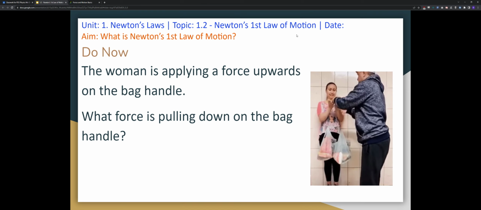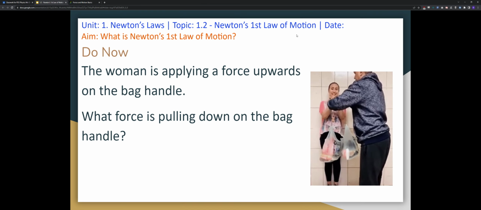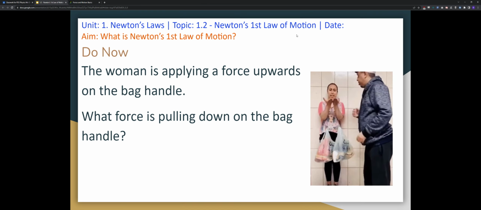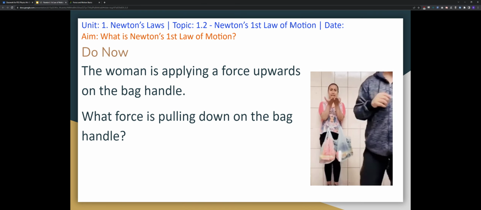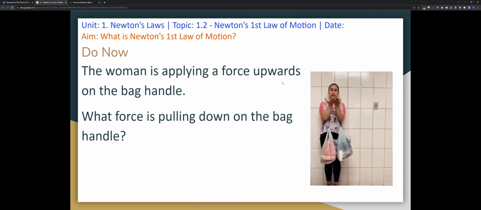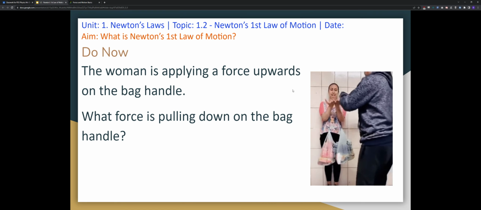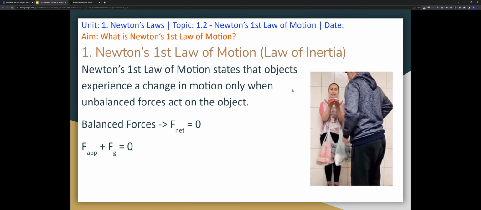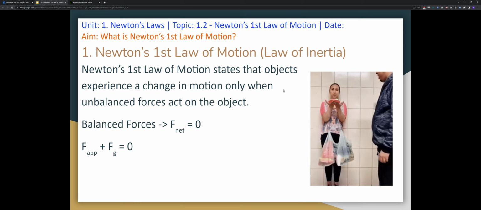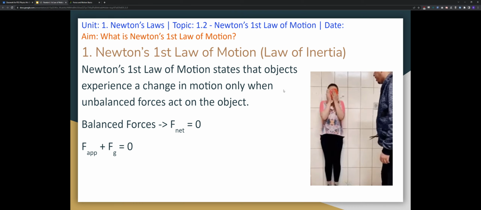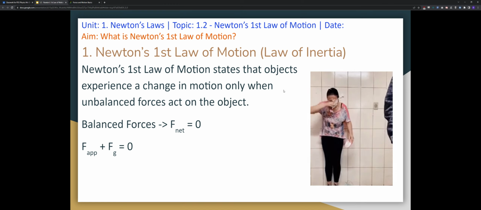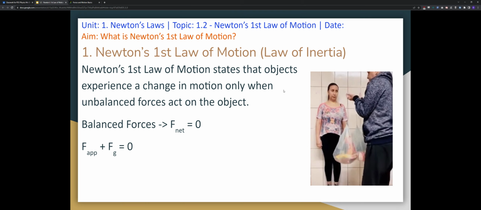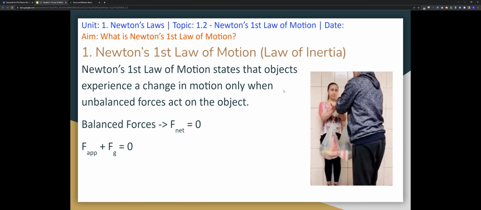And if you pay attention to lesson 1.1, there's only really one force pulling down the bag handle, and it's the force due to gravity on the bag. So the force due to gravity is pulling on the bags here. And so Newton's first law. Now we will go into explaining Newton's first law. You can just read it from here. Newton's first law states that objects experience a change in motion only when unbalanced forces act on that object.